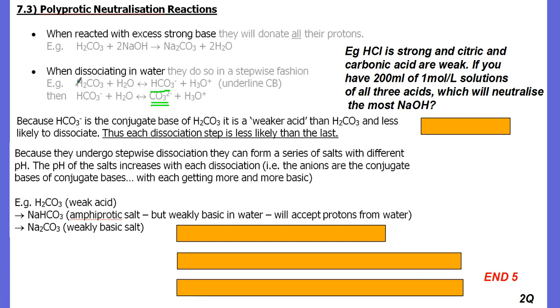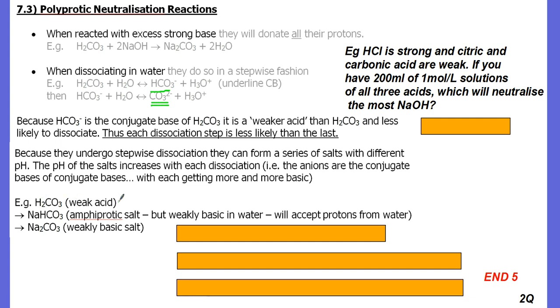So every time you have a polyprotic acid, when you react with water, yes, they can donate 1 sometimes, yes, they can donate 2 sometimes. In the case of phosphoric, yes, it can donate 3 sometimes. Each dissociation is less likely than the last because every one of these new acids we're producing is actually the conjugate base of the previous acid. But because these things can undergo a stepwise dissociation, they form a series of salts with different pHs, and the pH of these salts increases with each dissociation, i.e. the anions are the conjugate bases of conjugate bases, etc., etc.